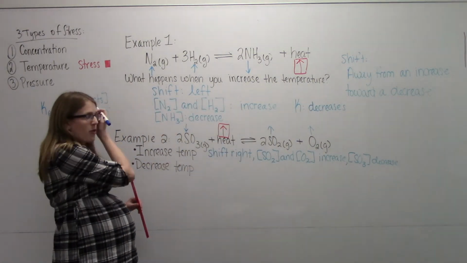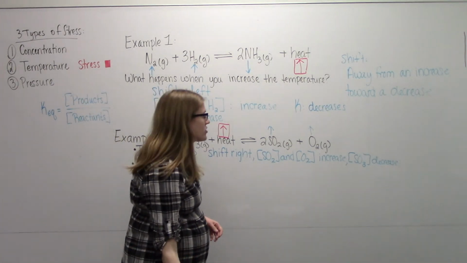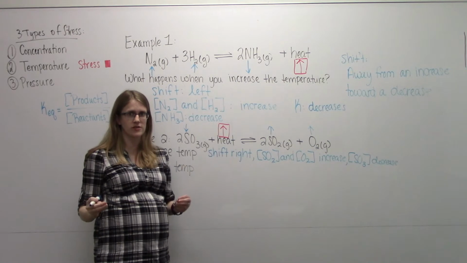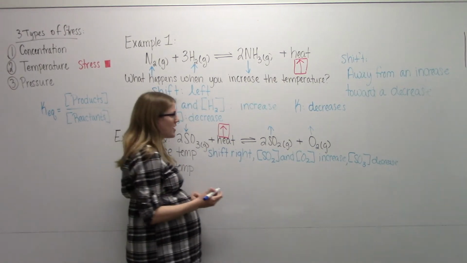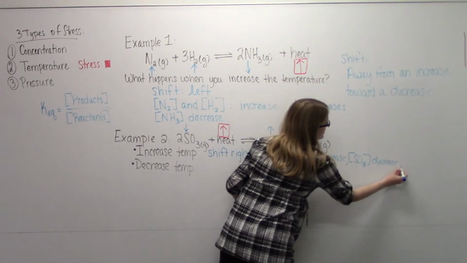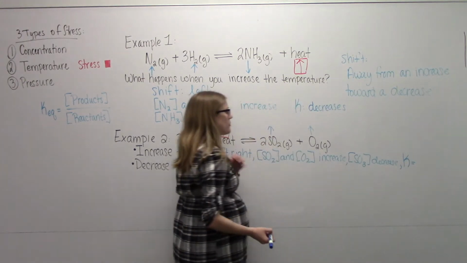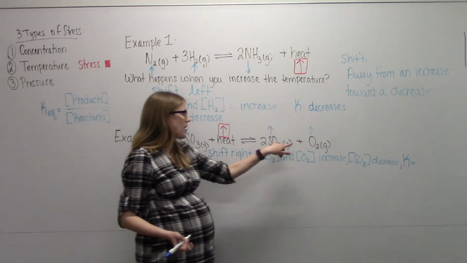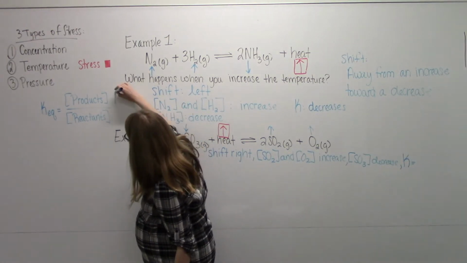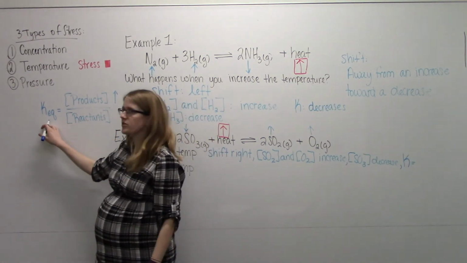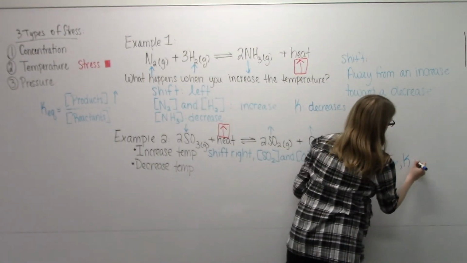Now we do have to talk about what happens to K for honors folks. Academic folks, you would need to know that K changes. So if it ever says what happens to K, you would need to say changes. But honors, you need to tell me exactly how. So let's look and see what has happened to the products. The products have increased. If the products have increased, do you see how that would also increase K? So in this case, K increases.